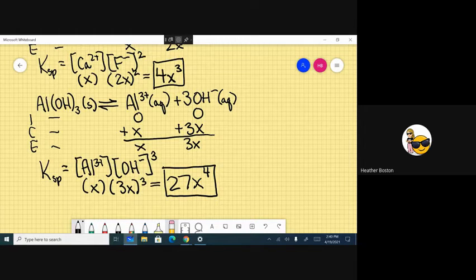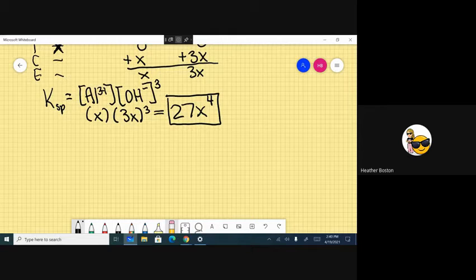X is going to be what we call the solubility of the salt. Because one piece of this, or x pieces, is going to dissolve, and for every x pieces, you get a particular amount of ions.